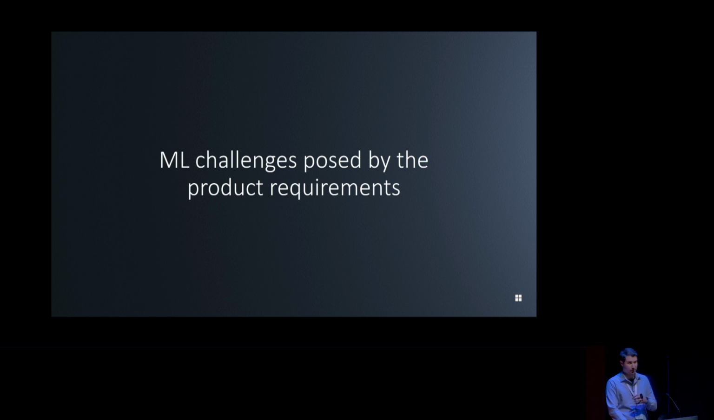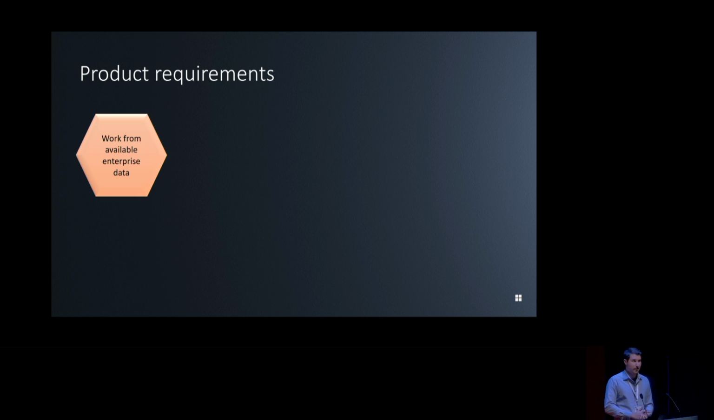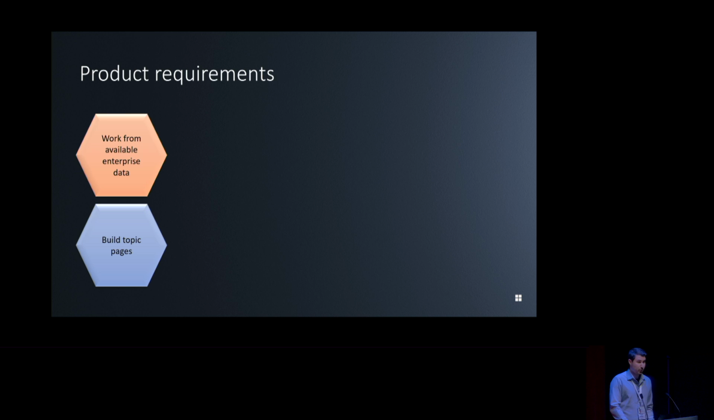Now what we're going to go over is the requirements of the product, and then we'll see how this drives the machine learning algorithms and models that we develop. Right, so starting firstly from the inputs, these have to be the data as it is in the enterprise. So you're not going to ask the users to change the data for you to mine more easily from it. You have to work from what you've got. Then you actually have to build topic pages, as opposed to just answering questions or providing a list of snippets. You really need to build these things. So it is about knowledge-based construction.